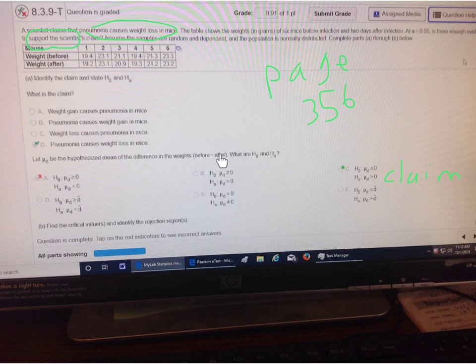This part is going to have to be greater than 0, because if you subtract the weight before minus the weight after, if they have weight loss, then that difference would be positive because they'll weigh less after than before. And they want you to support the claim, so that immediately tells you it's going to be the alternative hypothesis. They tell you this part here is what you want to support, so it's going to have to be greater than 0.